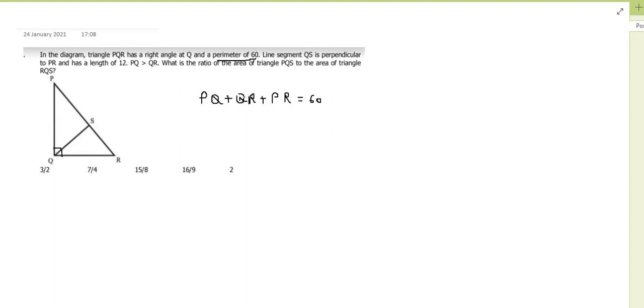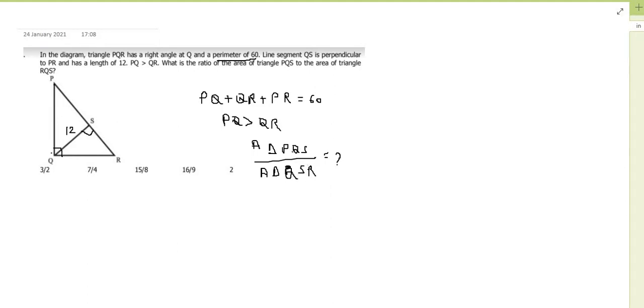Now, line segment QS is perpendicular to PR, and has a length of 12. Also, it is given that PQ is greater than QR. You have to find the ratio of the area of triangle PQS to the area of triangle SRQ. So you have to find the ratio of the area of triangle PQS to the area of triangle QSR.